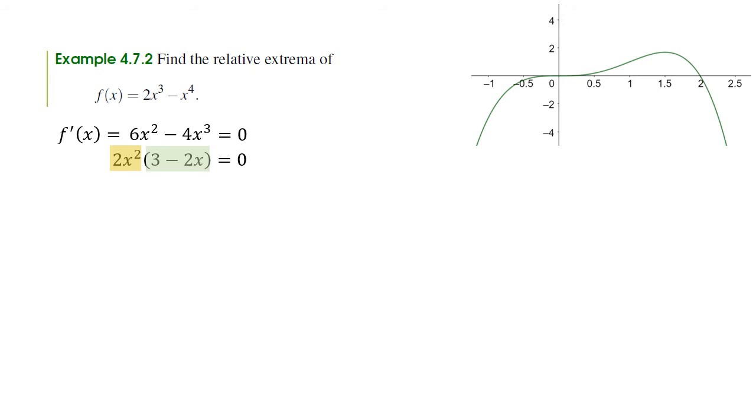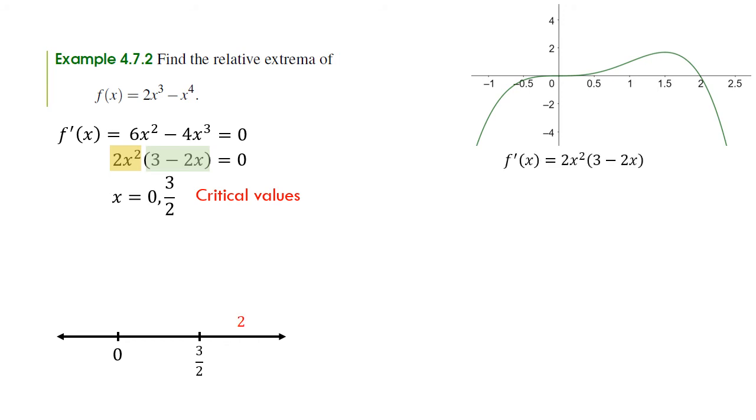Now we have x equals 0 and 3/2 as the critical values. Then put them on the number line from low to high. We put 0 here, and put 3/2 here. And then determine the slope on the left and on the right of each critical value. When x is greater than 3/2, we can pick 2 and put it into f prime of x. F prime of 2 is negative 8. So the slope on this interval is negative.